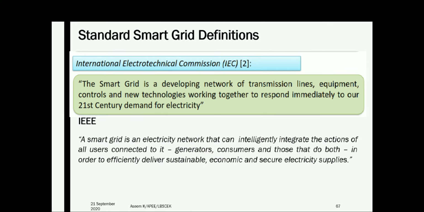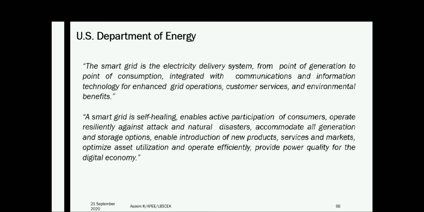Then you can check the IEC definition of a smart grid. The International Electrotechnical Commission defined the smart grid as: a developing network of transmission lines, equipment, controls, and new technologies working together to respond immediately to our 21st century demand for electricity. And the IEEE definition is almost similar to the earlier one. A smart grid is an electricity network that can intelligently integrate the actions of all users connected to it, generators, consumers, and those that do both, in order to efficiently deliver sustainable, economic, and secure electricity supplies. That is the IEEE definition of smart grid.